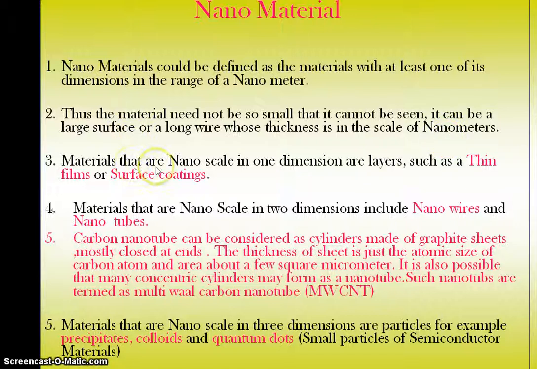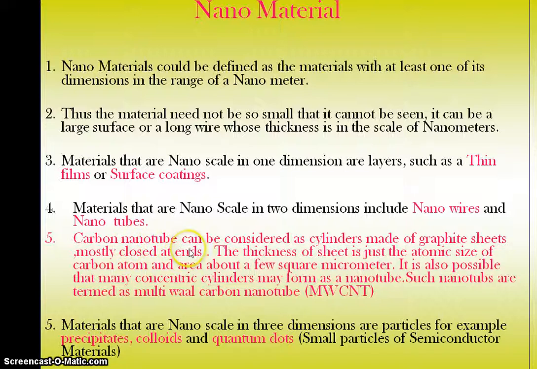Nanomaterials that are nanoscale in one dimension are layers, such as a thin film or surface coatings. Nanomaterials that are nanoscale in two dimensions include nanowires and nanotubes.